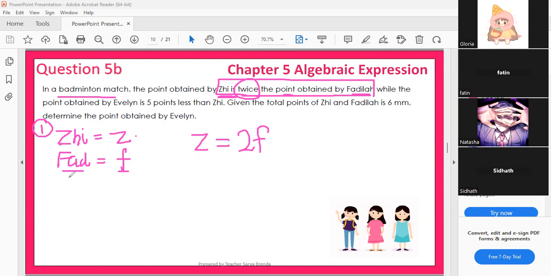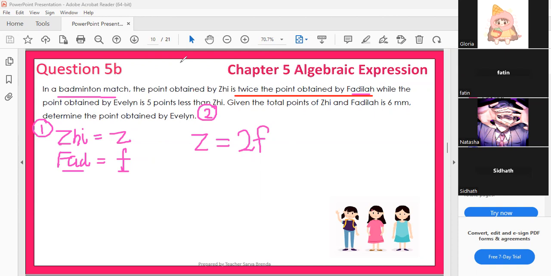Step 1, label your unknowns. Then only step 2, you can create the algebraic expression. If not, what are you going to use? ABC, is it? No, you got to put in this by yourself. So now you have this algebraic expression from the first sentence. That is, Z is twice the point obtained by Fadila.